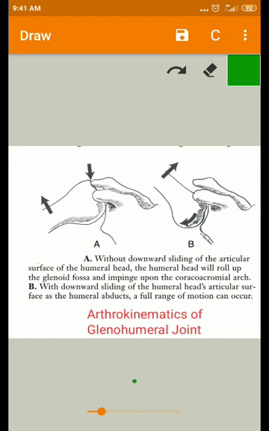In the next session we are going to see the static stabilization of the dependent arm.